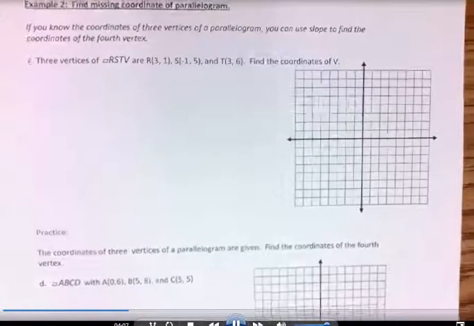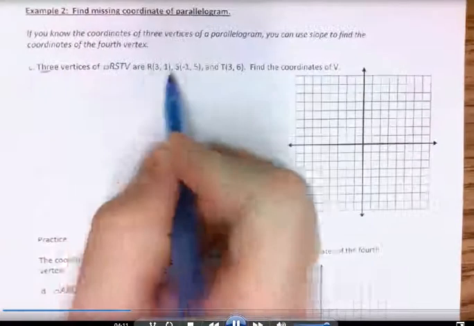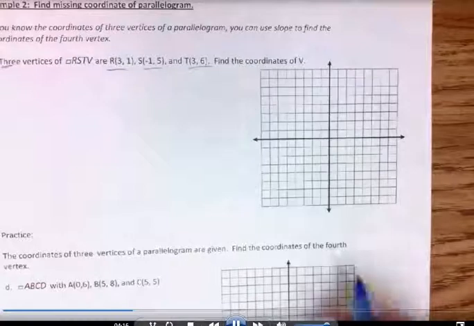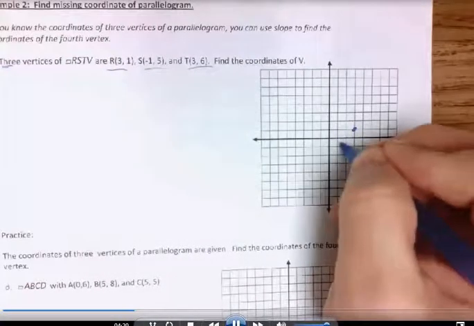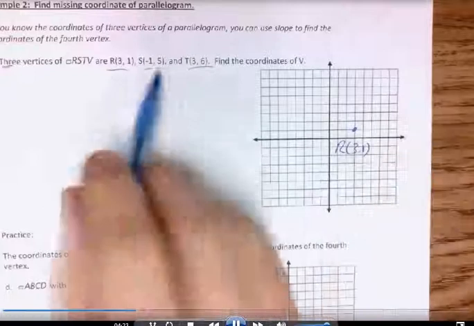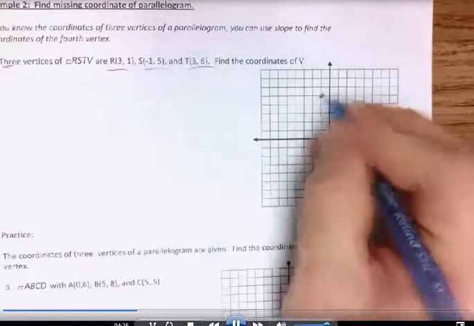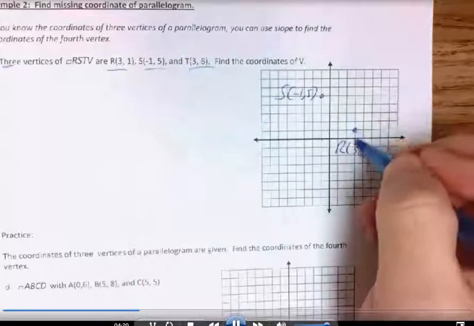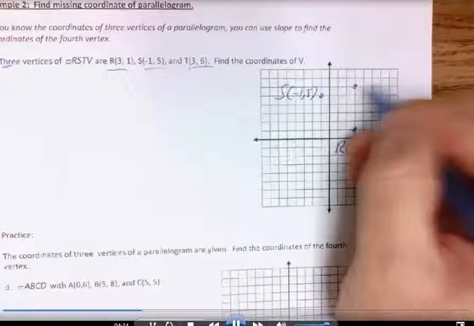For this one, they're telling you we do have a parallelogram, but they're only giving us 3 of the vertices. So let's plot them and get an idea of what this looks like. 1, 2, 3, 1, that's R. 3, 1. Negative 1, 5 is S. 1, 2, 3, 4, 5, that's S. And T is at 3, 6. 3, 1, 2, 3, 4, 5, 6. T.